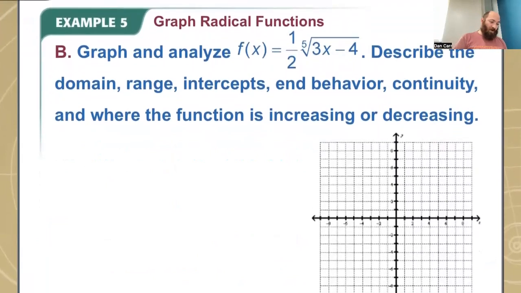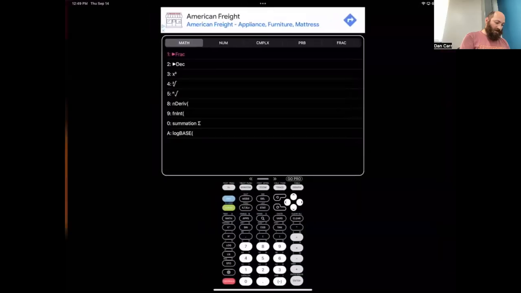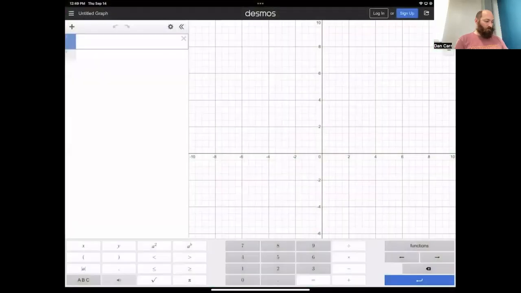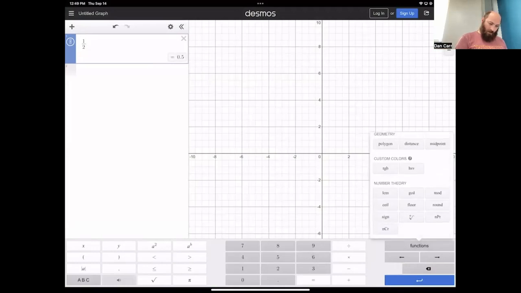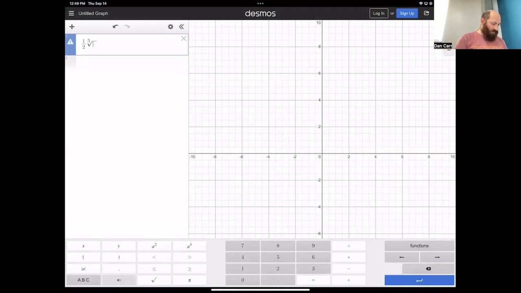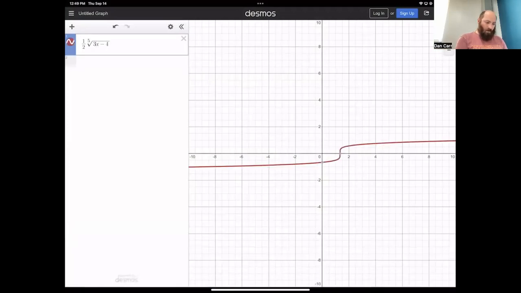So I'm going to go ahead and go to a graphing calculator, and I'll use Desmos in this case, just so I can get some of those key points to make it a little bit easier. It was 1/2 times the fifth root of 3x minus 4. So my first key point I'm going to look at is right there, which is actually at 4/3, 0. Across here at 0 and the negative 2/3, it looks like.